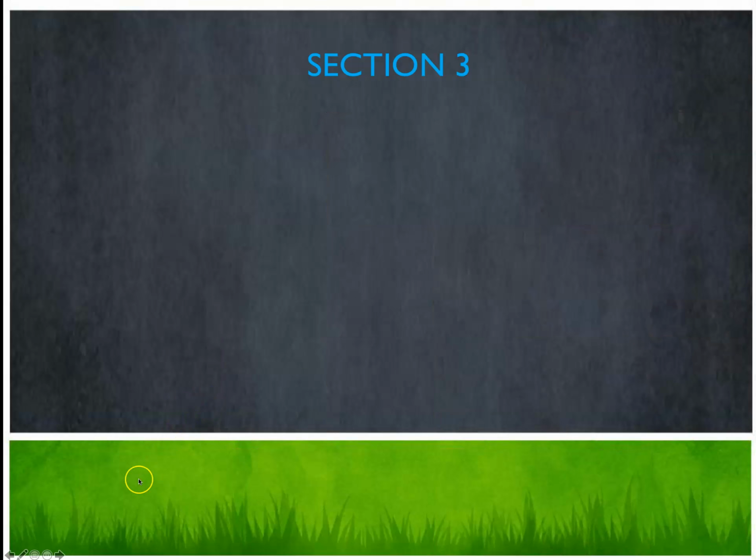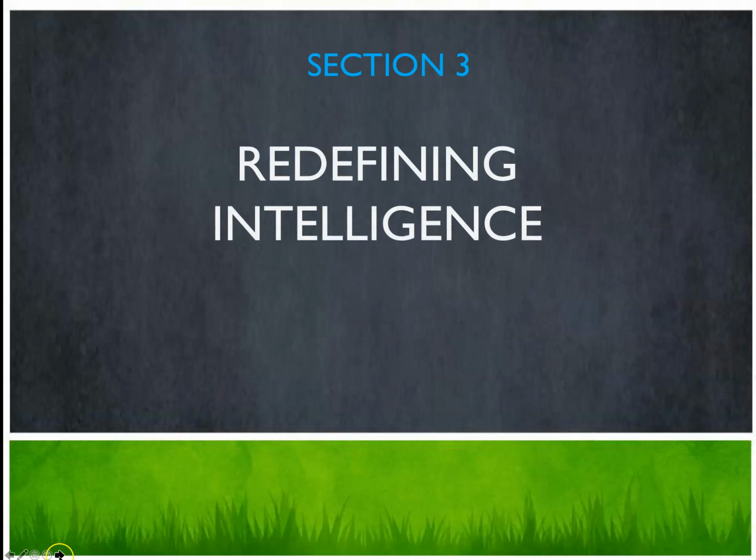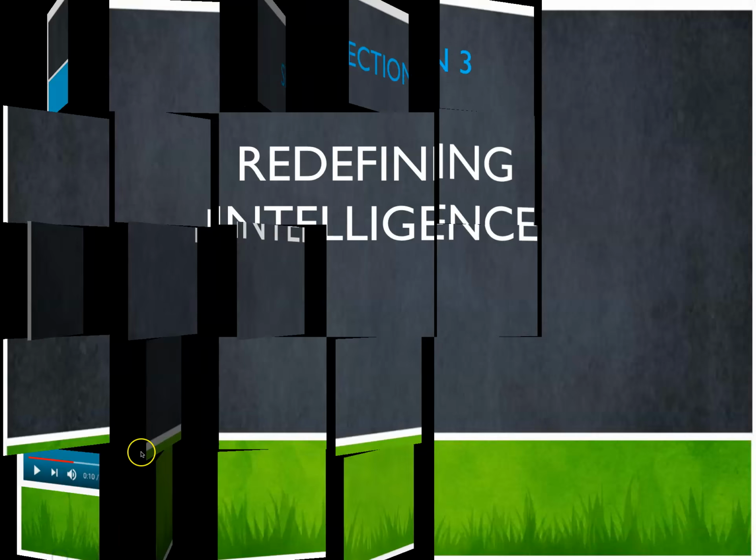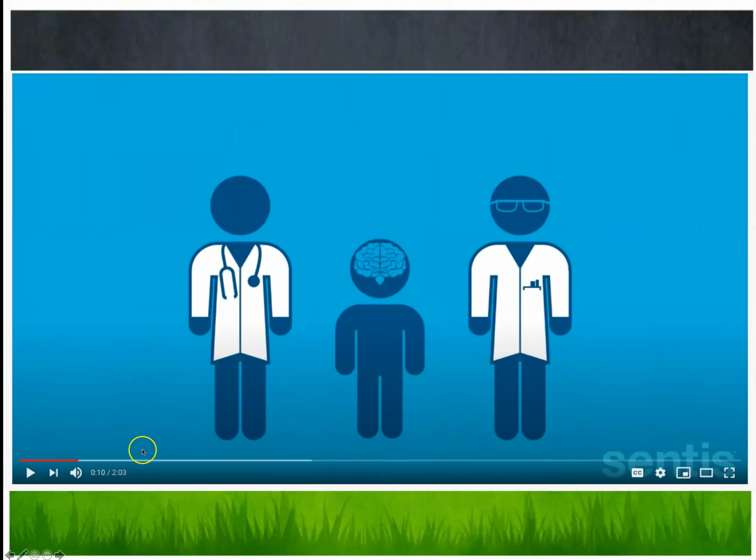When we get into section 3, redefining intelligence, you really see the heart of the toolkit. For ourselves and for our students, we have to rethink what we mean by intelligence. And included in here are 9 different activities and lessons that might include video, note-taking sheets, activities to use with any audience.